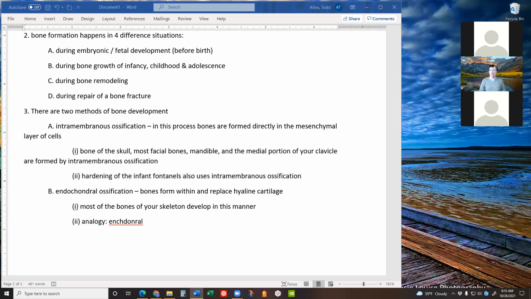So what I'm saying is that endochondral ossification is similar, because what you do is you build the cookie sheet first. You build the tin of metal first, and then you replace it with bone. Okay, so endochondral ossification is kind of like making Christmas cookies.